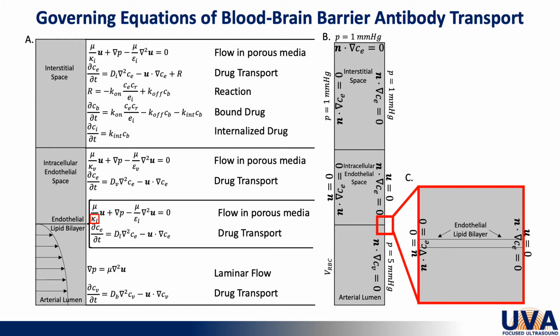On the right in panels B and C, you can see the boundary conditions that we used to start generating this model. So how did we incorporate focused ultrasound into this model? We altered the intrinsic permeability of the endothelial lipid bilayer, and that is a generic term for basically just how permeable this lipid bilayer is, and that encompasses any type of active or passive transport that might happen, like sonoporation or endocytosis.